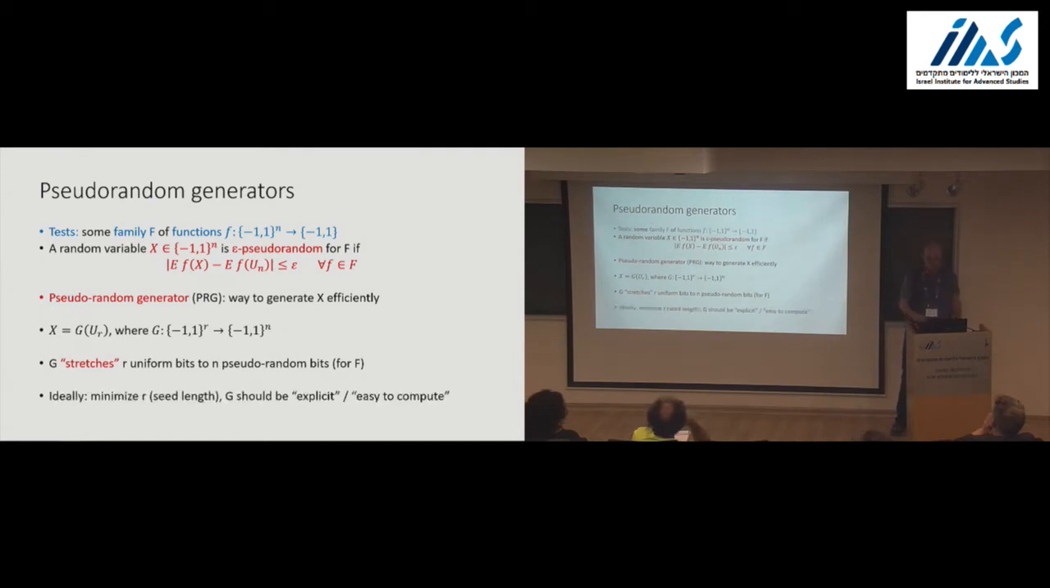Everything here is very generic and abstract for now. Ideally, what we want to minimize is what's called the seed length, so how many truly random bits we need, and also we'd like G to be somehow simple. And in complexity theory, given various families of functions, we have different techniques for how to construct these pseudo-random generators. So I just want to give a couple of examples.